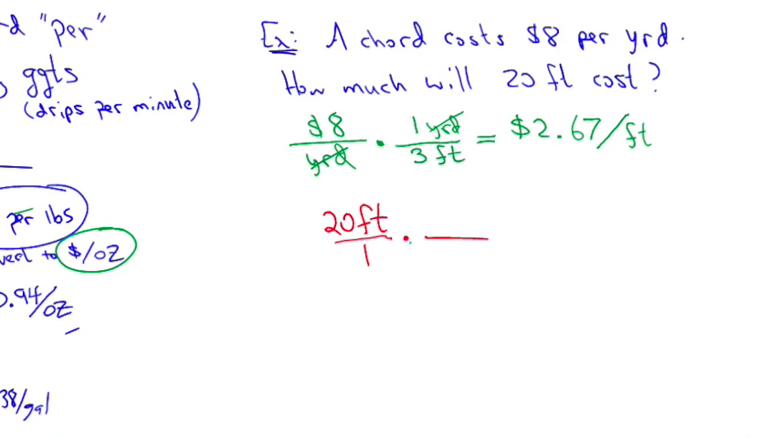Well, I want to get rid of feet. You still want to concentrate on the unit that you want to get rid of, because sometimes you have to take this number and flip it, put the 2.67 in the bottom and the 1 in the top. Not in this case, though. What goes in the top? $2.67. So here the feet are going to cancel, and we get 20 times $2.67 for a grand total of $53.33.